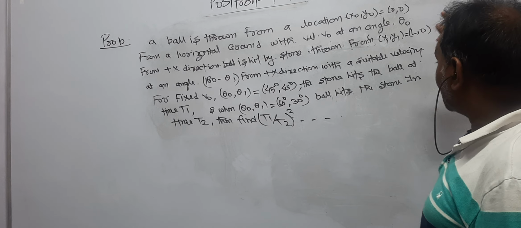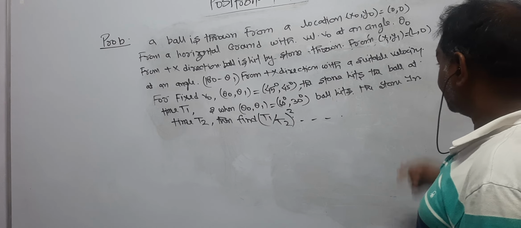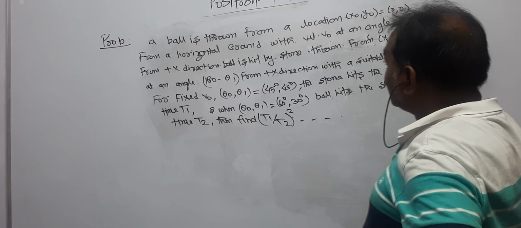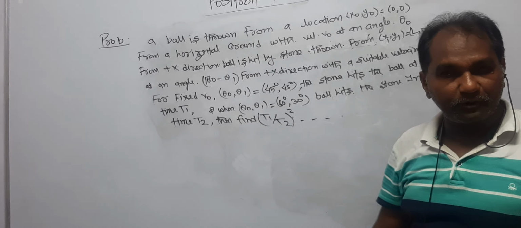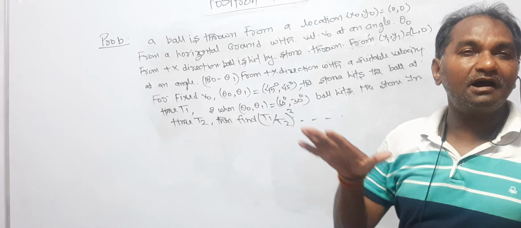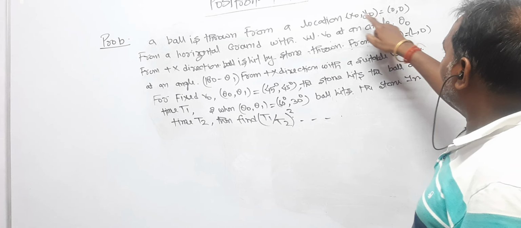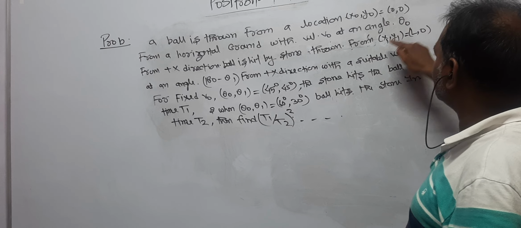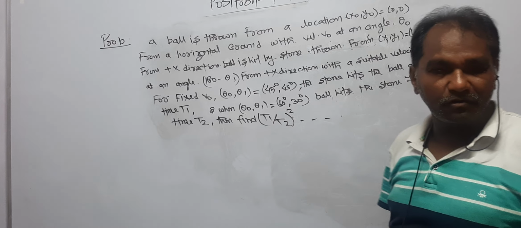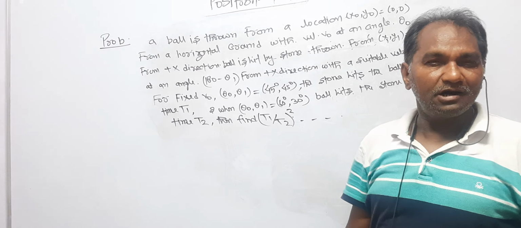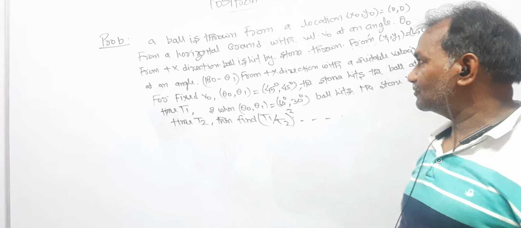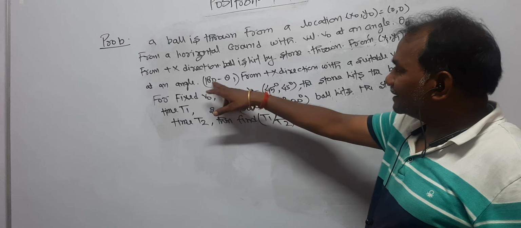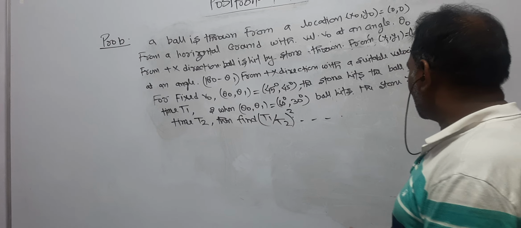Look here, the y coordinate is 0 at both the points, which means both points are at the same level. Look here, (x0, y0) is (0, 0) and (x1, y1) is (L, 0). The y coordinate is 0, which means both are at the same level, on the same ground, right? At an angle 180 minus theta 1.